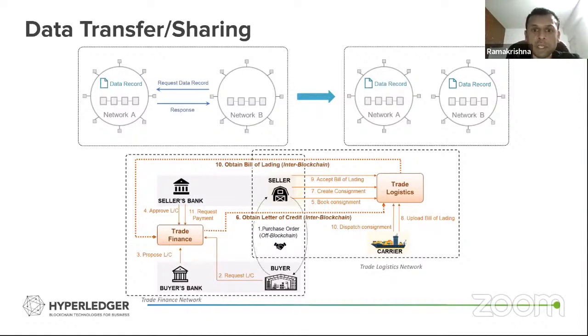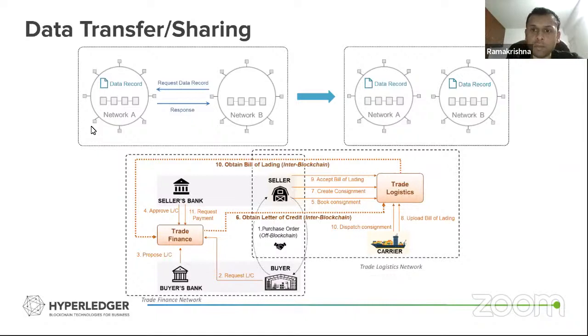Because if, let's say, the exporter ships the goods, there's no guarantee he'll get the payment. And on the other hand, if the importer makes the payment first, he has no guarantee of getting the goods. So that's what the network on the left is doing, the trade finance network. The network on the right, the trade logistics network, is managing the shipment, instructing the shipping. So you have a seller who's dispatching goods via a carrier.